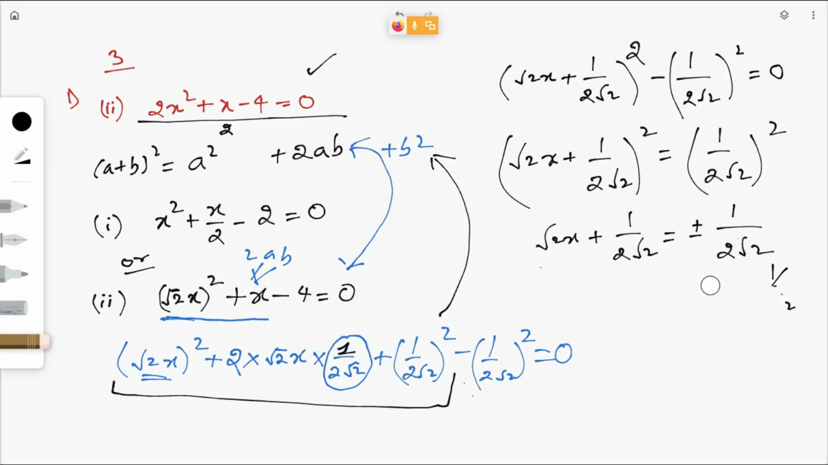Let me erase this one. Not here, till here. Just go through the steps from the first step. Actually, I missed something here. I missed one term, just one term. What is that term?